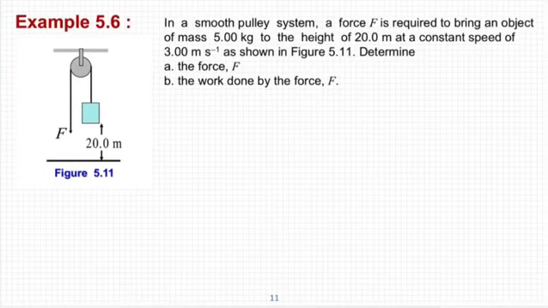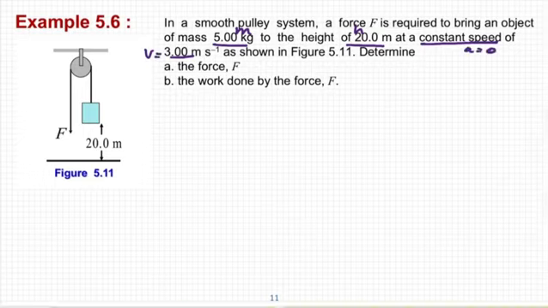Let's look at example 5.6. This is a smooth pulley system where a force F is required to bring an object of mass 5 kg to a height of 20 meters at a constant speed of 3 meters per second. So we have the mass, height, and also the speed. The information that we can get from here is that constant speed means that the acceleration of the system is equal to 0.